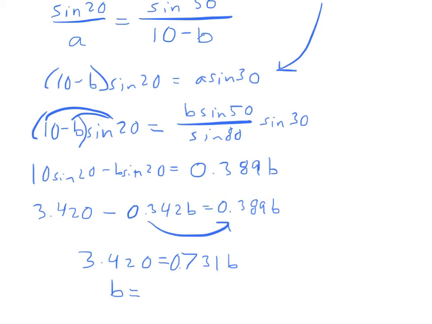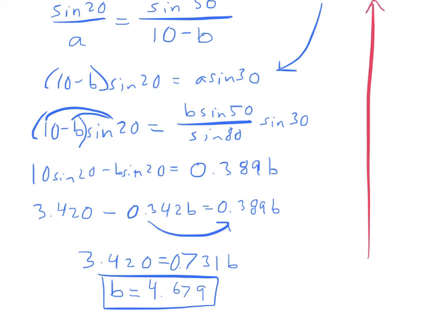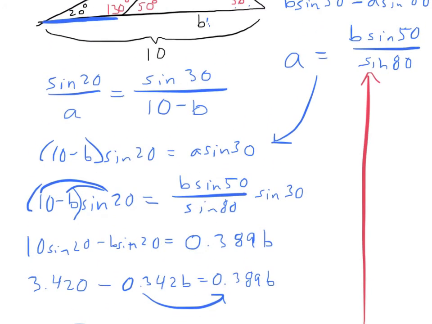When I do that, I end up finding that b is 4.0679, and so that is B, right? And I can store that on my calculator, or I can write down more of the digits, really store the thing. So now I want to go back, and I need to find the other one.